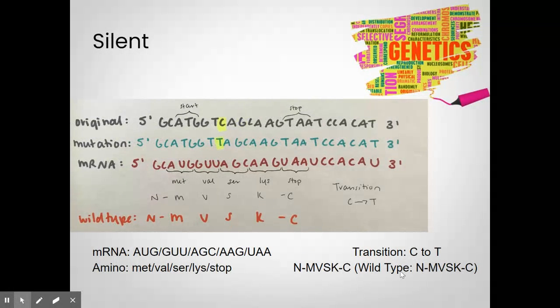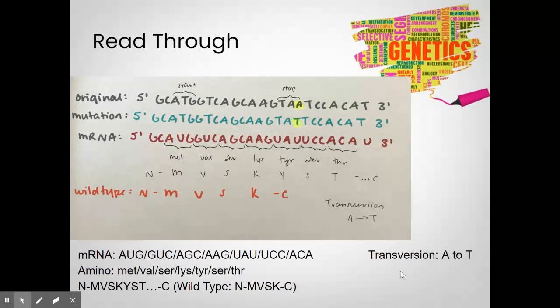A silent mutation is a change in a codon. However, this will result in the same amino acid. In this example, the highlighted transition mutation from a C to a T will still code for VAL. Therefore, our amino acid sequence looks like the wild type.